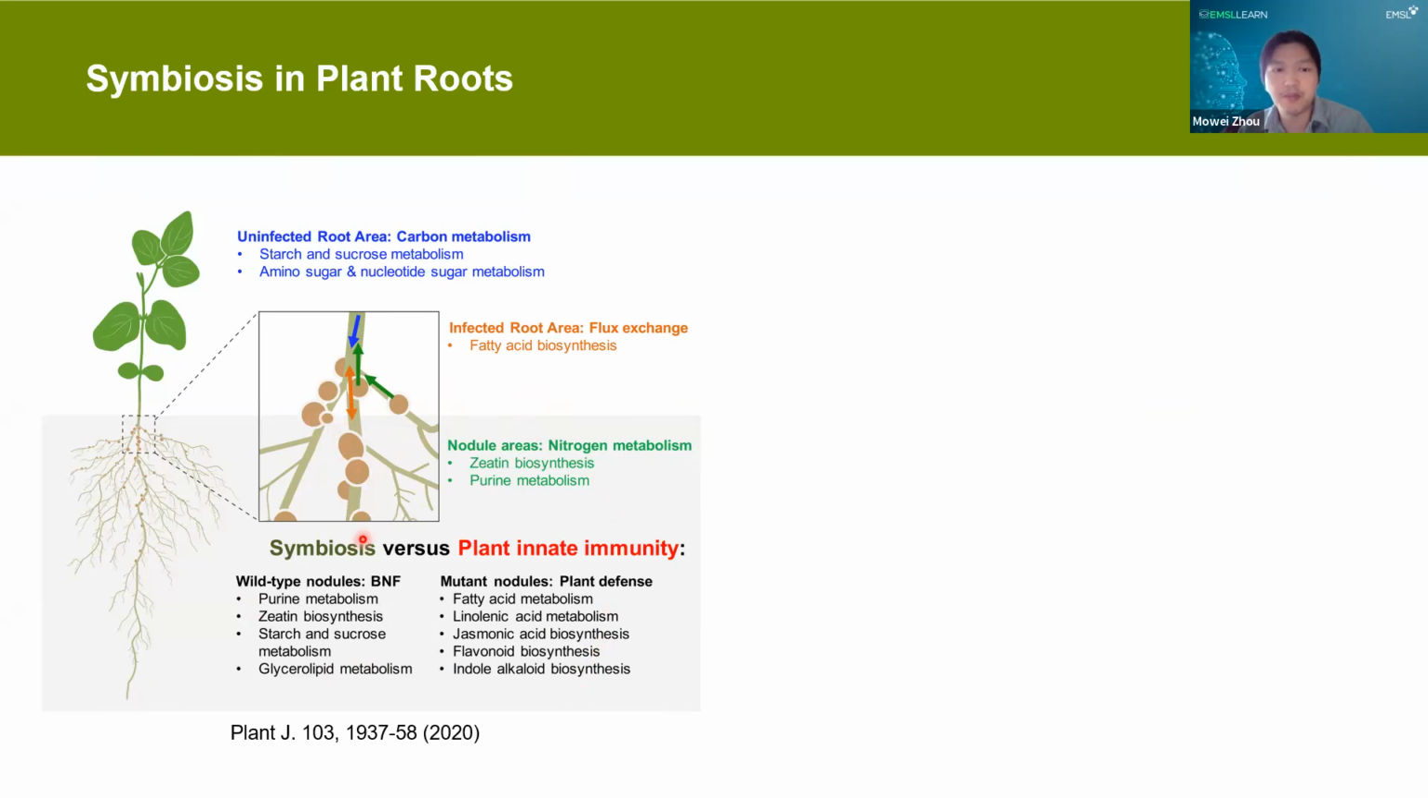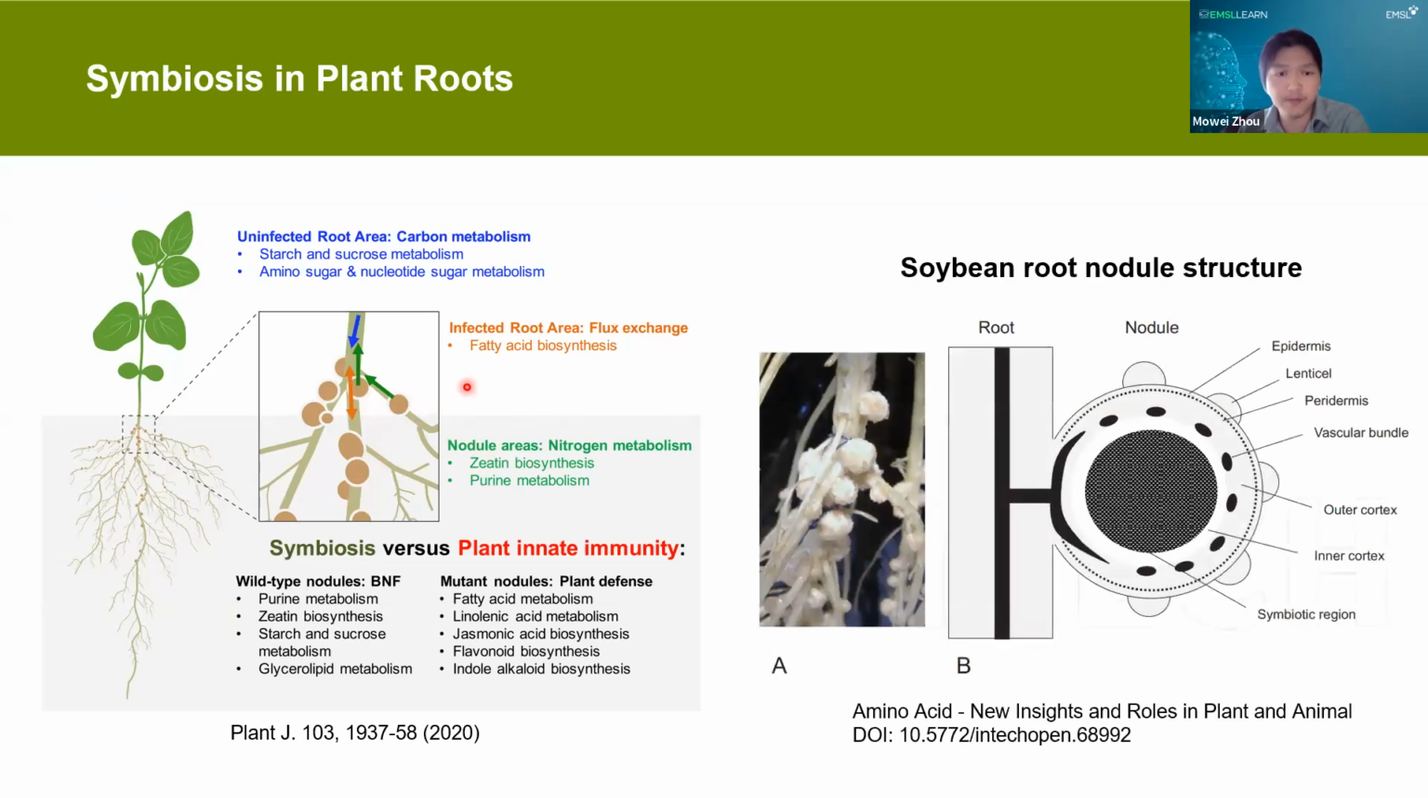There's a very fine balance of symbiosis versus immunity, because the plant cannot just let every microbe in, because some of them can be pathogenic and harmful to the plants. Most of the studies so far have been focused on metabolomics and some bottom-up proteomics, but in this case, we'll be showing some top-down analysis.